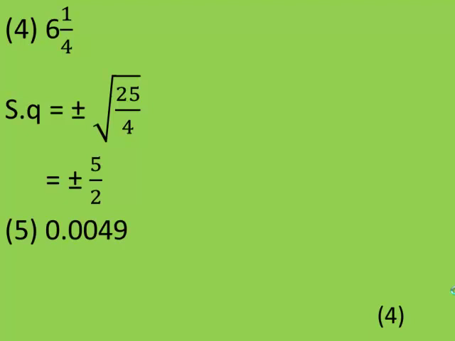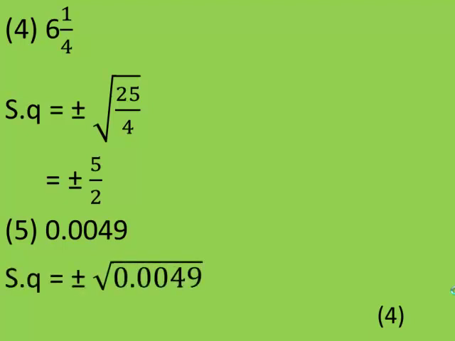Number 5, we want to calculate the square root of 0.0049, which equals positive or negative square root of 0.0049, which equals positive or negative 0.07.